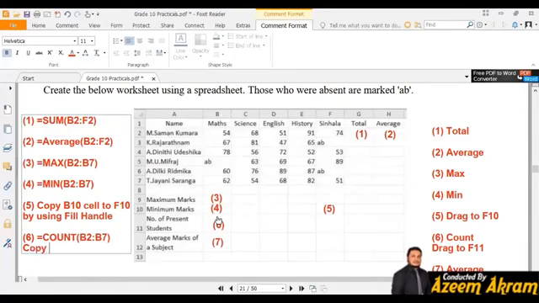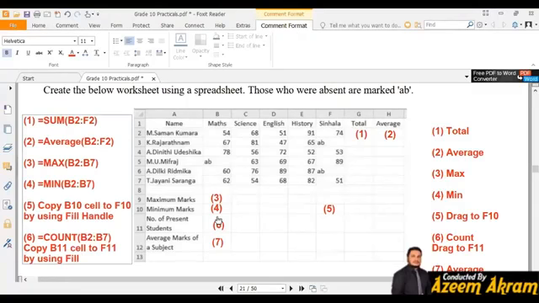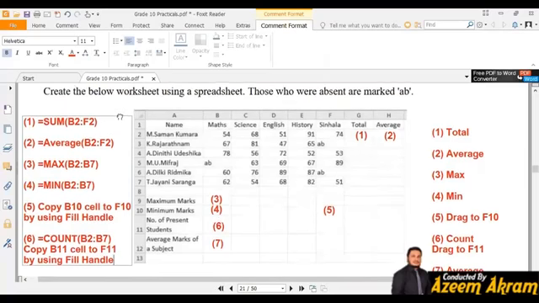Copy the B11 cell to F11 using the fill handle. Okay, that is what you have to say: by using the fill handle. Right, now you all know how to write it. So this is also some sort of question answering method.